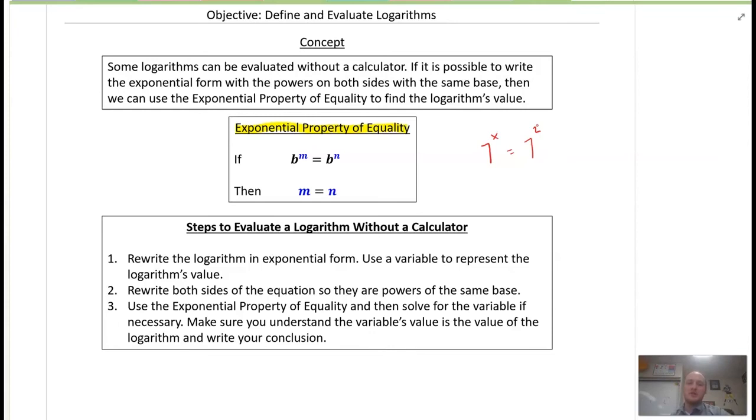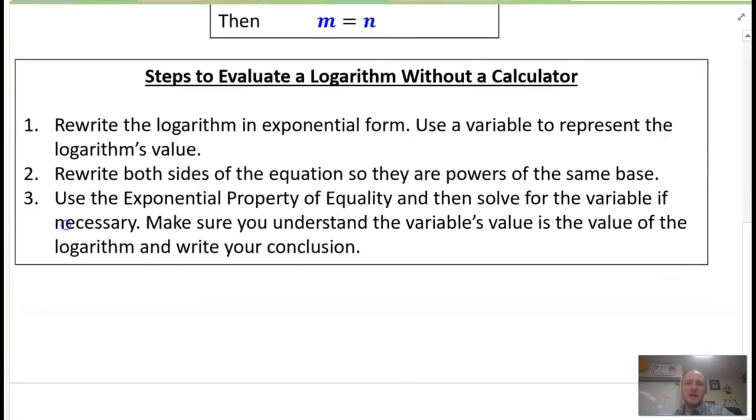So we're going to go ahead and use this, and we are going to follow these steps. First, rewrite the logarithm in exponential form. Use a variable to represent the logarithm's value. Second, rewrite both sides of the equation so they have the same base. That's important. And in this lesson, we're going to use a lot of our exponential properties to manipulate our expressions. Third, use the exponential property of equality and then solve for the variable if necessary. Okay, and it's very, very important that you understand the variable's value is the value of the logarithm, and we write our conclusion.